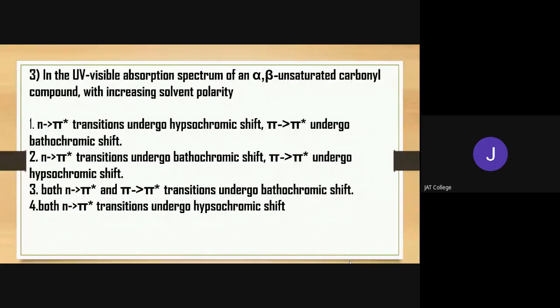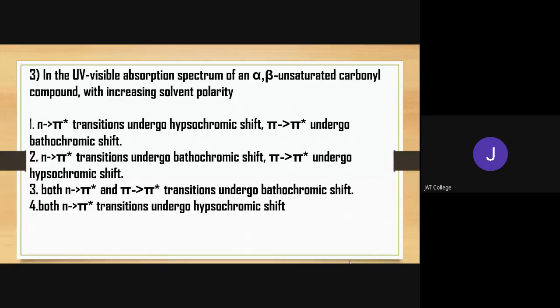In the UV visible absorption spectrum of alpha beta unsaturated carbonyl compounds, with increasing solvent polarity. Now look at here, there are four options. N to pi star transition undergoes a hypsochromic shift. Hypsochromic shift means absorption to a shorter wavelength, which we can call a blue shift. Pi to pi star transition undergoes a bathochromic shift, that means a red shift, absorption to a longer wavelength.